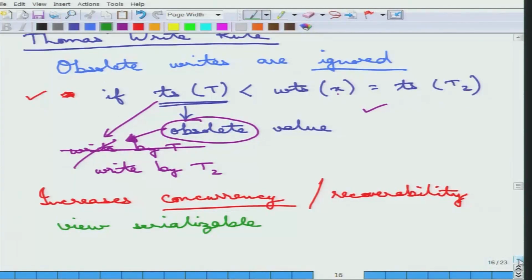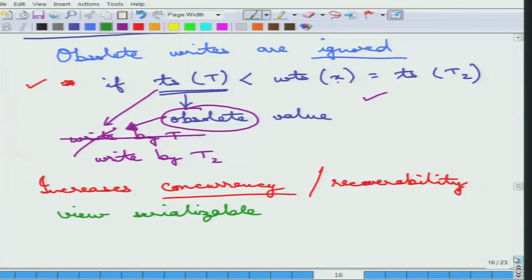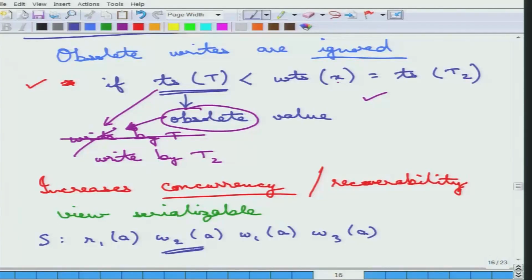Because as you see, the obsolete write is essentially the difference between conflict and view serializable schedules. Here is a very small example that will highlight this. Suppose this is R1(A), W2(A), W1(A) and W3(A). Now you see that this W2 is an obsolete write, and this will be allowed under Thomas's write rule but not otherwise, and the protocol goes through. So that is the end of the timestamp ordering protocols.